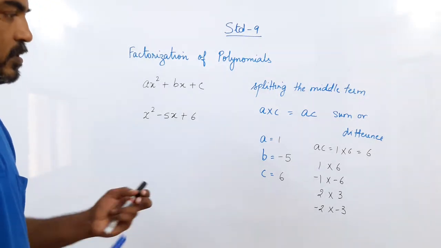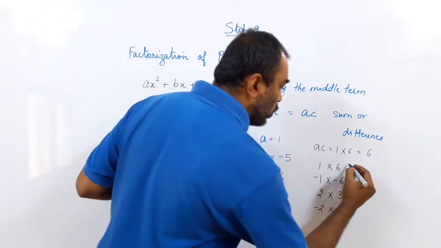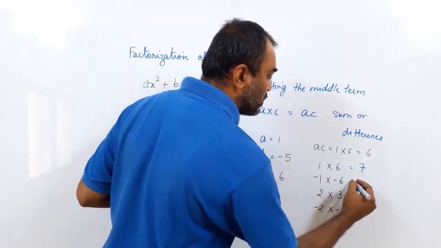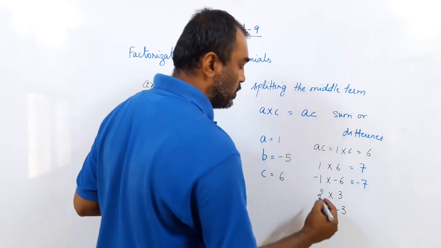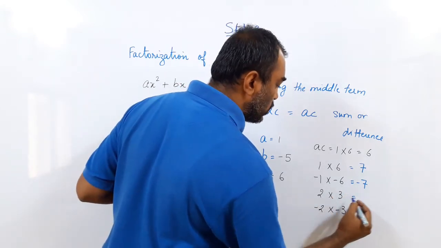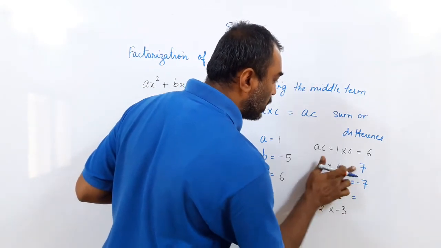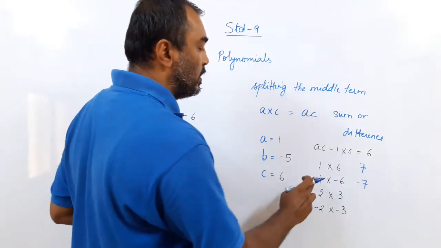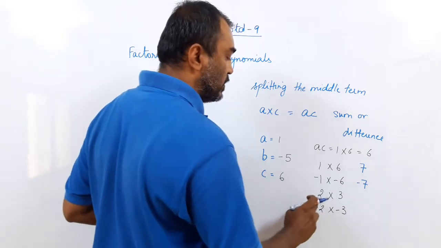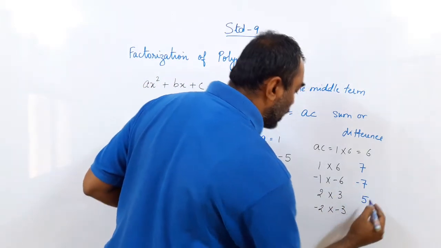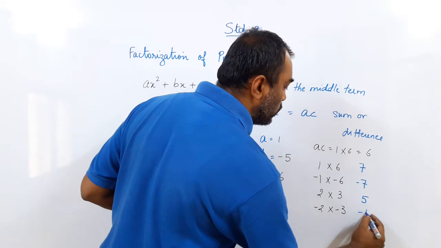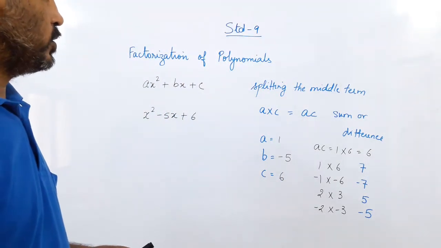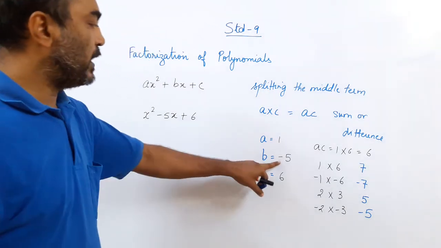Can you see this? Now, 1 plus 6 gives us 7. Minus 1 minus 6 gives us minus 7. These are the factors, so not equal to; we have to add or subtract them. So 1 plus 6 gives me 7. Minus 1 minus 6 gives me minus 7. 2 plus 3 gives me 5. And minus 2 minus 3 gives me minus 5. So out of these 4, which is b, the term minus 5.